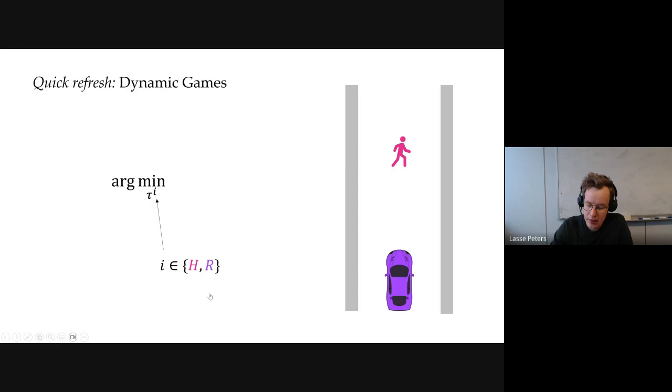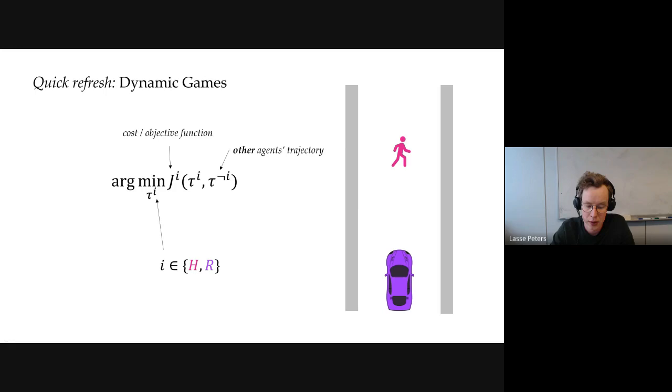Each of these agents has their own optimization problem in which they choose their own trajectory, tau I, and they choose this trajectory, which is the sequence of states and control inputs, to minimize their own respective cost. And this cost encodes their objective. And this cost in general will depend not only on their own trajectory, but it may depend on the trajectory of everyone else. So we will use this not-I notation here to denote all of the players except for player I.